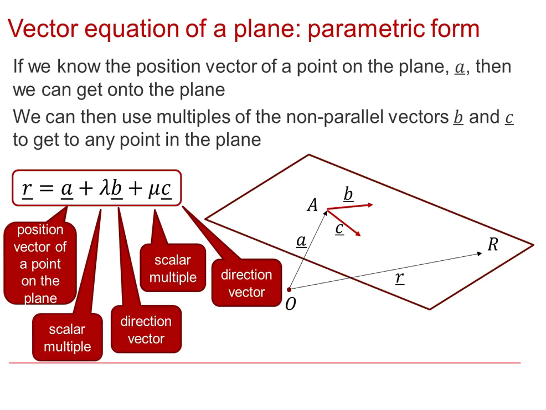So R will equal A, the position vector of a point in the plane, as shown here, plus lambda, which is a scalar multiple of direction vector B, plus mu, another scalar multiple of direction vector C, remembering that B and C must not be parallel. So if you already know two direction vectors in the plane, you can just use these as B and C. You may remember that a vector equation of a line had only one parameter, lambda, and so this is a very similar idea.